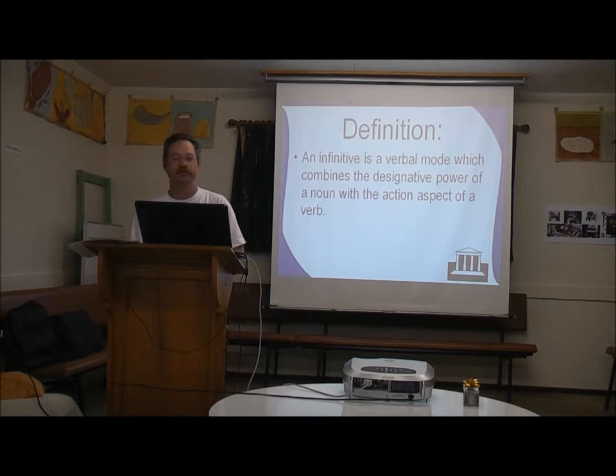Definition of an infinitive, and this definition is, I think I got this from somewhere. It doesn't sound exactly like me. Infinitive is a verbal mode which combines the designative power of a noun with the action aspect of a verb. If that helps you, good. If not, just forget about it. Just remember that it's just another verbal form. And yes, there are some uses of infinitives that are noun-like, but there's also some uses of the infinitives that are adjective-like or adverb-like. And so, as a definition, this probably needs work.